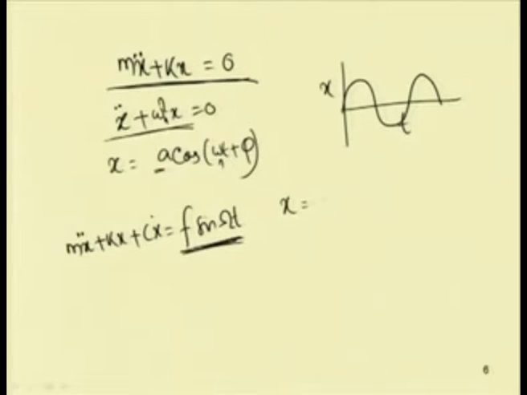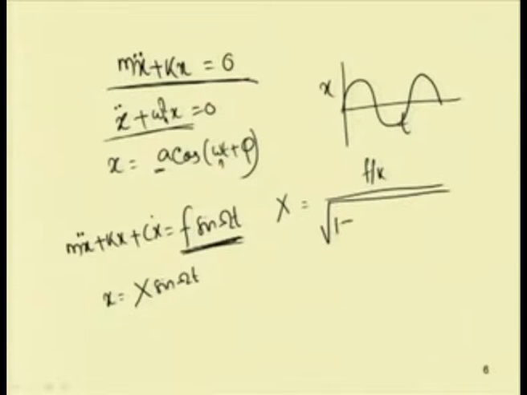So, for the steady state, the solution x can be written as x sin omega t, and in this case the amplitude x can be written as f by k divided by the square root of 1 minus r square, whole square, plus 2 zeta r, whole square, where r equal to omega by omega n. So here the steady state response is also periodic.